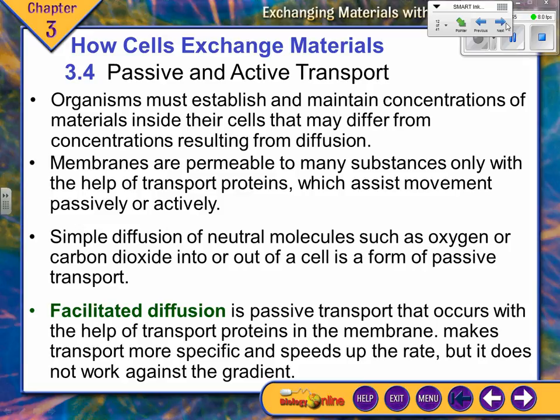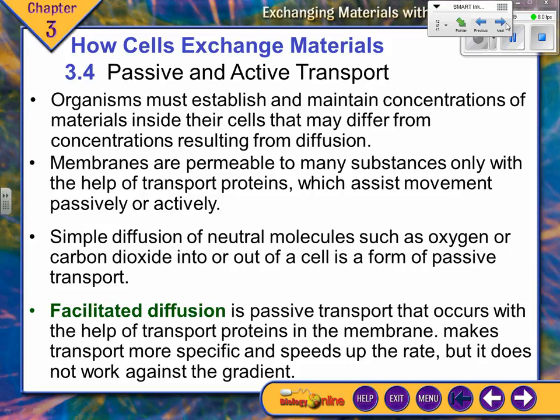Okay? So facilitated diffusion is just simple diffusion, except we have a helper. That's where the word facilitated comes in. So we need what to help us get this thing to diffuse in and out of the cell? We need a transport protein. So this is like an open door, for example.